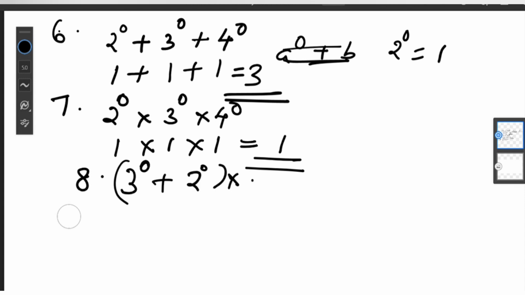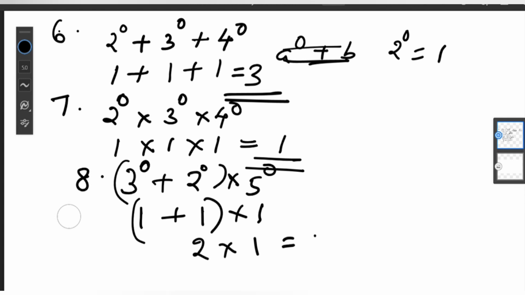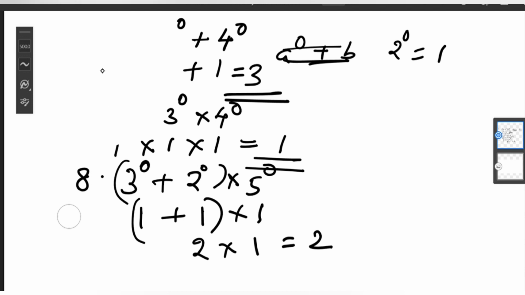Next question, 3 raised to 0 plus 2 raised to 0, multiplied 5 raised to 0. 3 raised to 0, we know that any number raised to 0 is 1, plus 2 raised to 0, it is 1, into 5 raised to 0. So this is in the bracket. 5 raised to 0, 1. So 1 plus 1, 2 into 1, that is equal to 2. Okay, clear?